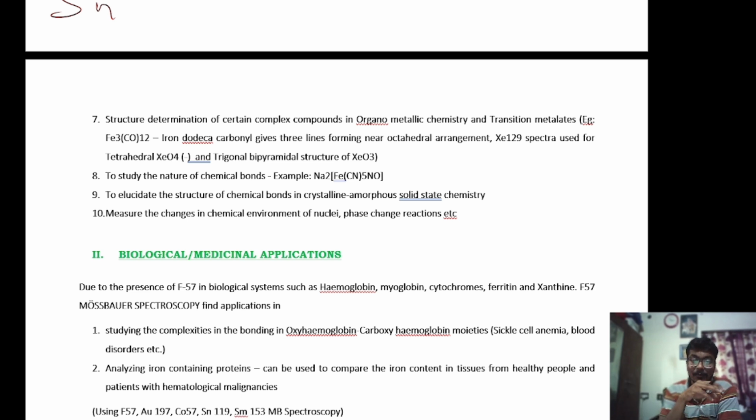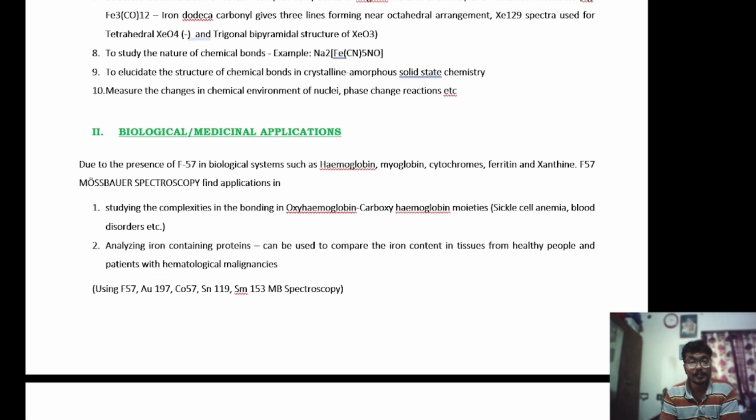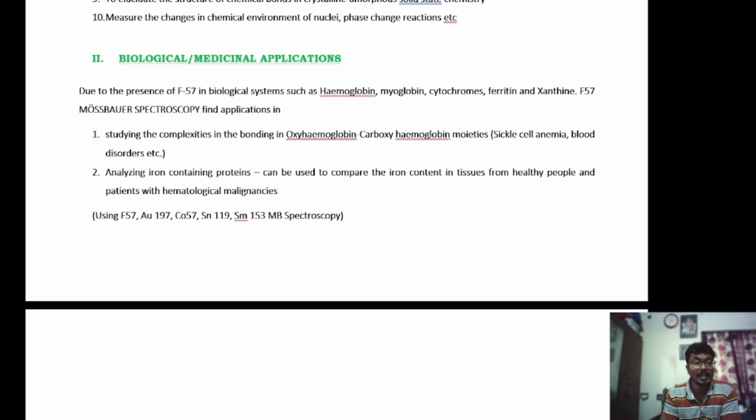Using that, we can find the chemical environment around that particular nucleus, the phase changes, etc. Okay, so these are the 10 applications of MÖSSBAUER spectroscopy in the chemistry field. Now we move on to the second part, the biological or medicinal application. We all know that Fe57 MÖSSBAUER spectroscopy is widely used. Do you know the reason?